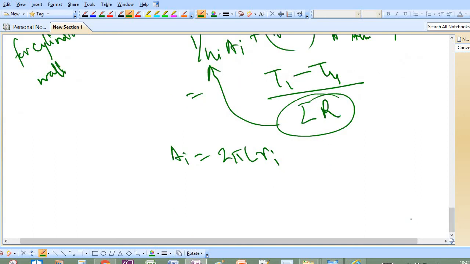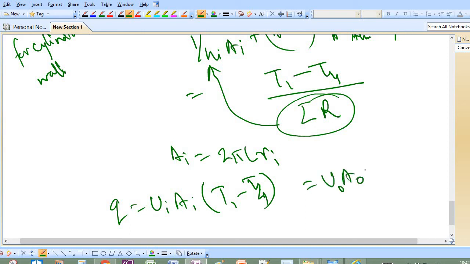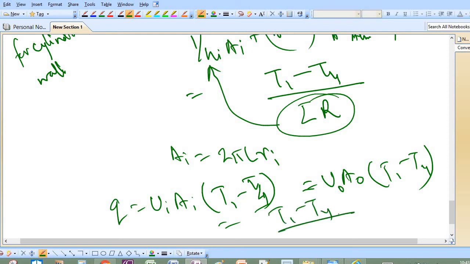Similarly, the log mean area can also be found out. AO is 2 pi L RO, the lateral surface area of the cylinder based on the outside radius. The overall heat transfer coefficient U for a cylinder may be based on the inside area AI or the outside area AO of the tube. So further we can write Q is equal to UI AI T1 minus T4, also UO AO T1 minus T4, so T1 minus T4 divided by summation of resistances sigma R.